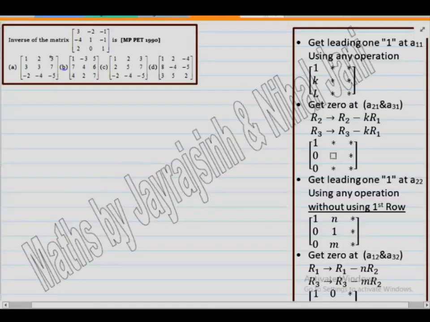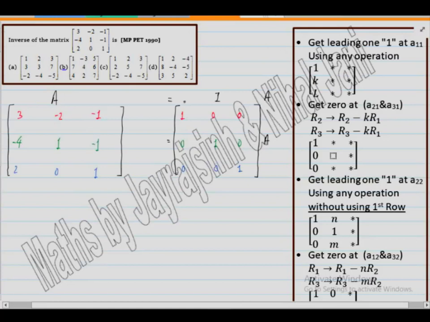In this question, we have to find the inverse of the given matrix. We know that the first step is to write it in the form A is equal to IA, and then let's start to get the identity matrix on the left side. For that, the first step is to get a leading one at the A11 point, right?